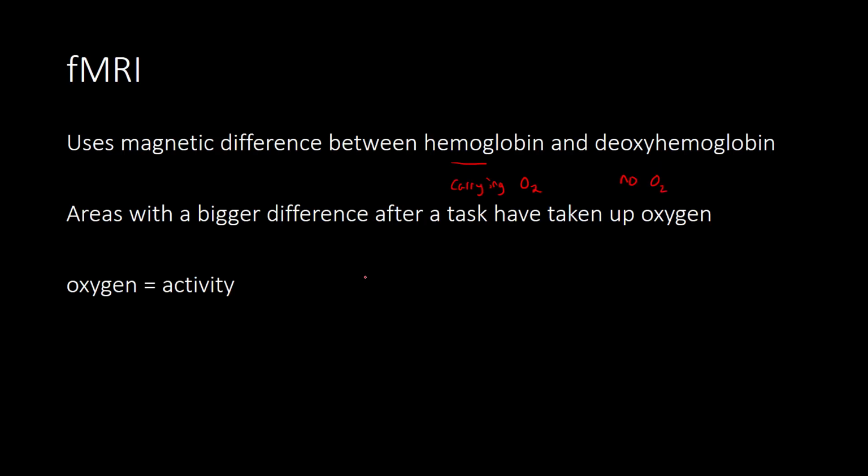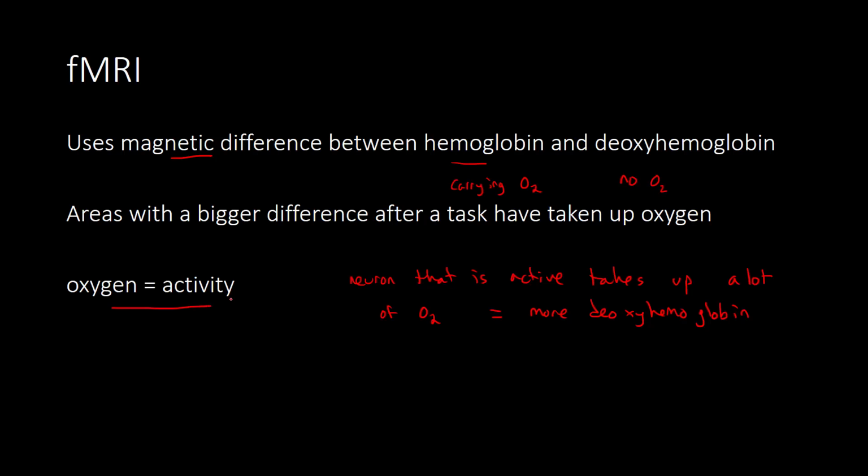Okay? And so the idea, neurons don't store energy. So a neuron that is active takes up a lot of oxygen, which equals more deoxyhemoglobin. Okay. So we can use a magnetic field to detect the difference between hemoglobin and deoxyhemoglobin. More deoxyhemoglobin equals more activity.